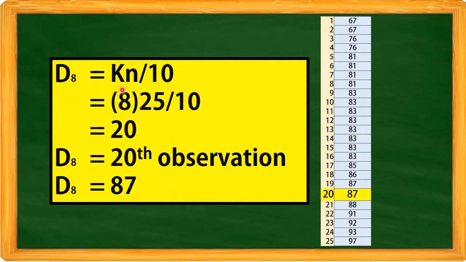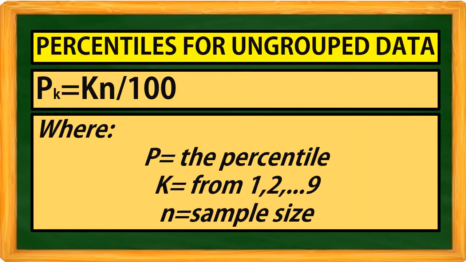Decile 8 is equal to Kn divide 10, so 8 times 25 divide 10 is equal to 20. So, 20th observation is equal to 87. So, d sub 8 or decile 8 is equal to 87. Since, kung titingnan natin sa score, ang pang 20 is 87.